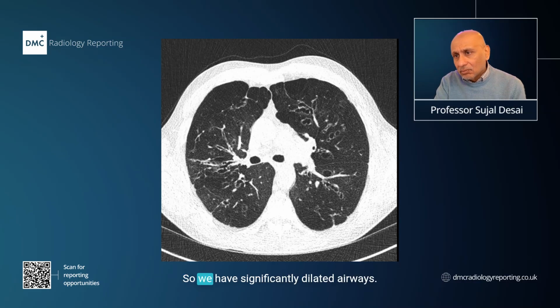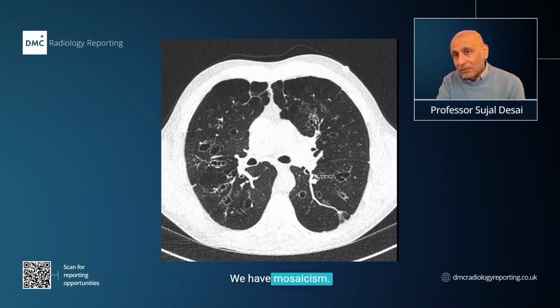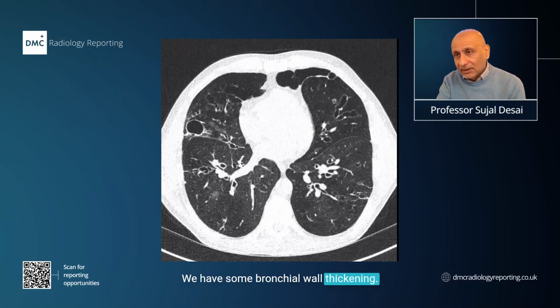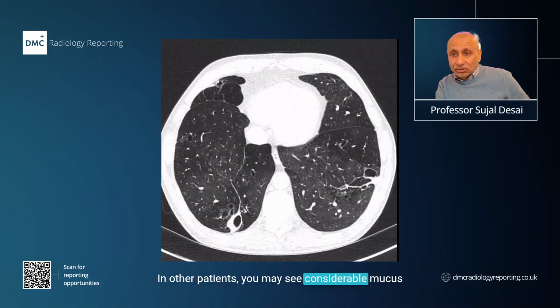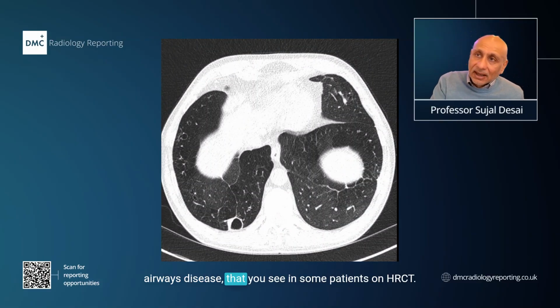So we have significantly dilated airways. We have mosaicism. We have some bronchial wall thickening. In other patients, you may see considerable mucus plugging. But this is a very classical appearance of airways disease that you see in some patients on HRCT.